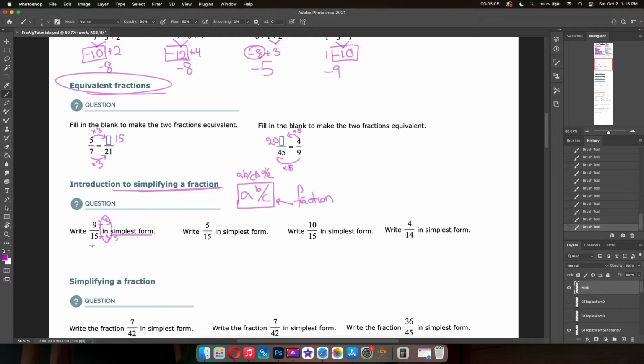What's 9 divided by 3? 3. What's 15 divided by 3? That does not look like a 3. Try that again. 9 divided by 3? 3. What is 15 divided by 3? 5. And that's going to become your answer.